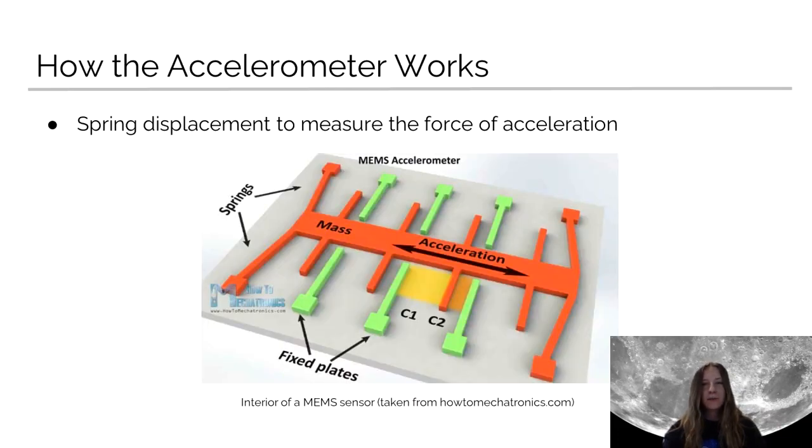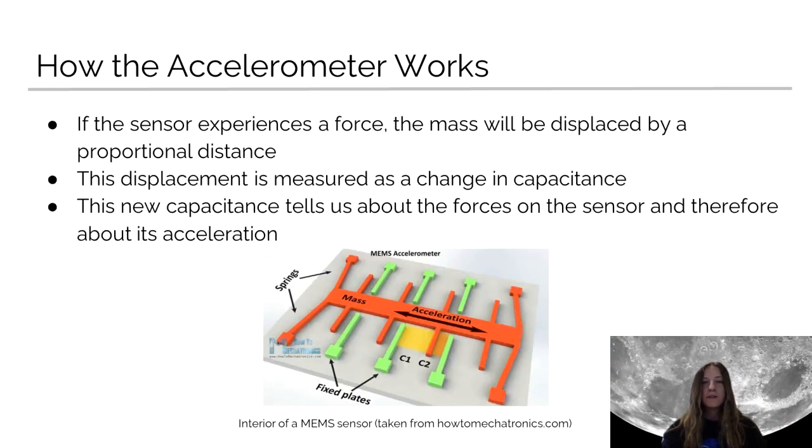So how does the accelerometer work now that you know the fundamentals? Well, spring displacement is used to measure the force of acceleration. If the sensor experiences a force, the mass will be displaced by a proportional distance. This displacement is measured as a change in capacitance. This new capacitance tells us about the forces on the sensor and therefore about its acceleration.